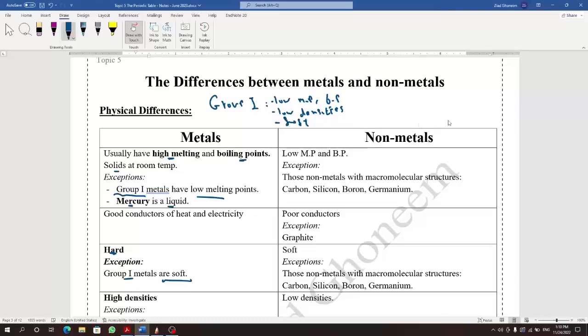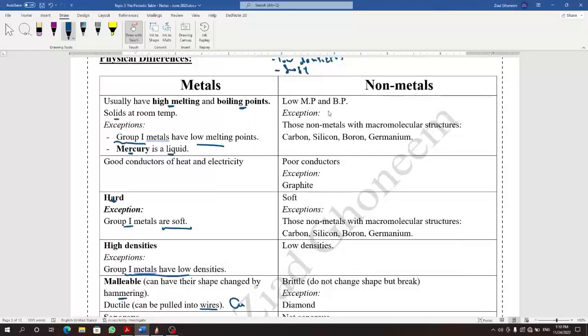Okay. Now let's talk about non-metals. Non-metals have low melting points and boiling points. Actually, most of them are gases, so they have low melting and boiling points. Exceptions, the macromolecular structures: carbon, silicon, boron, and germanium. These four macromolecular structures, as we've discussed before, carbon can form graphite and diamond. These have very high melting and boiling points. Silicon can form silicon dioxide or silica, which also has very high melting and boiling points. Boron and germanium are the same. They can form macromolecular structures. So these are the exceptions for this rule.